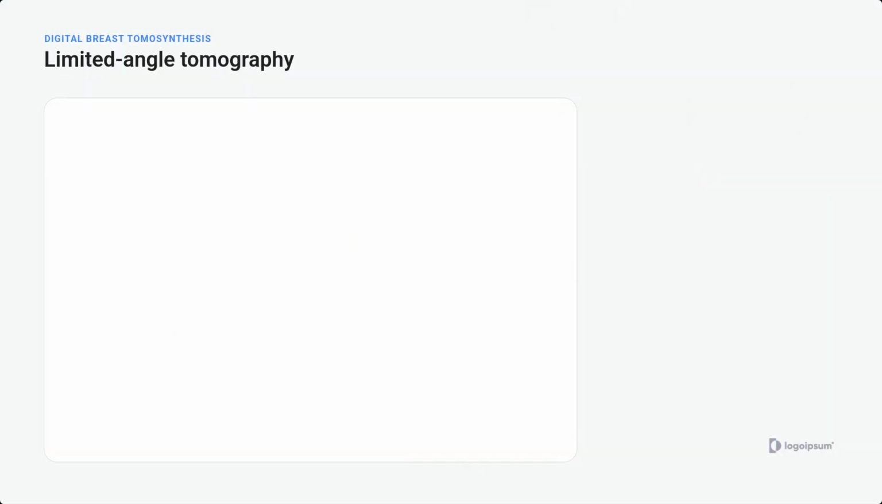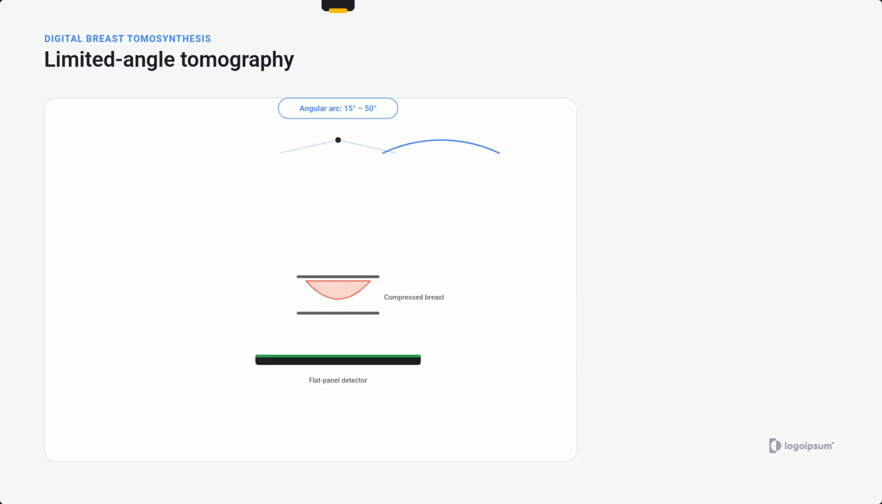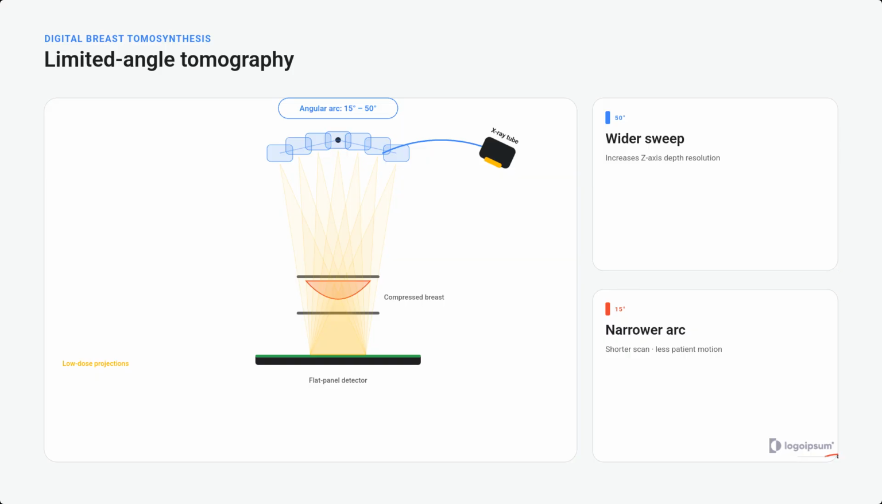For our mammographers and student community, digital breast tomosynthesis relies on limited-angle tomography. During acquisition, the X-ray tube pivots across an angular arc, typically between 15 and 50 degrees, firing a series of low-dose projection exposures onto a high-resolution flat panel detector. Wider sweep angles increase Z-axis depth resolution, while narrower arcs shorten scan times to minimize patient motion.